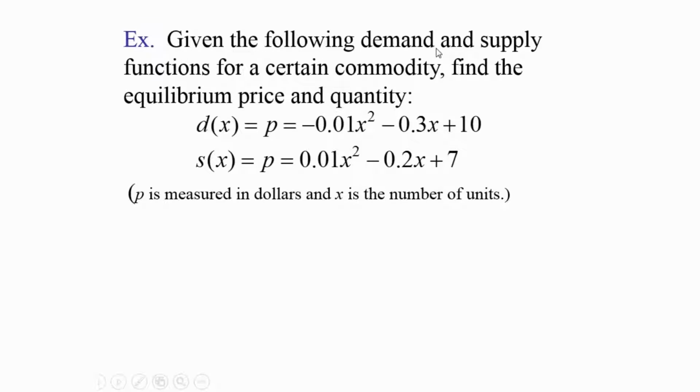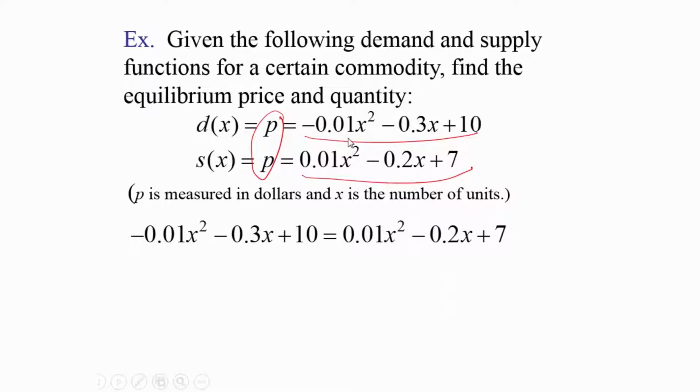Here's an example. Given the following demand and supply functions for a certain commodity, find the equilibrium price and quantity. So price is as this function, which is the same thing we had before. Supply is this function. P is measured in dollars and x is the number of units. We want to find the equilibrium price and quantity. That is the intersection of the two, and we already know to find the intersection, we set the two functions equal to each other. Since the left-hand side of both is price and they're equal, the right-hand sides should be equal to each other. So we set the first one equal to the second one.